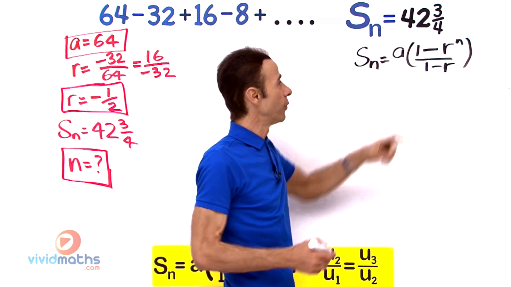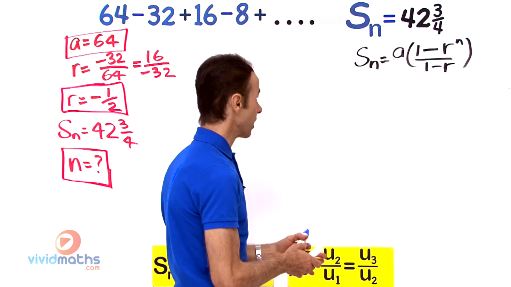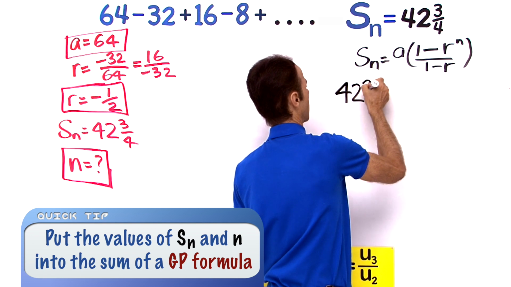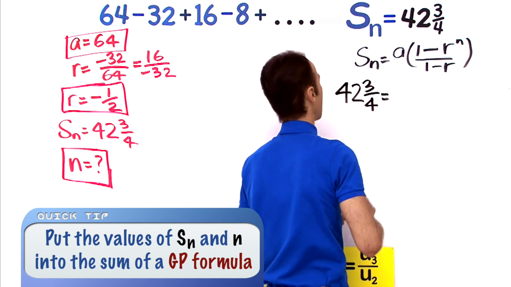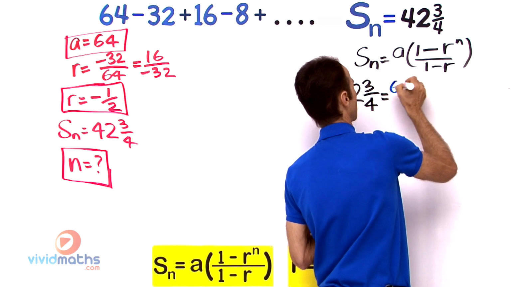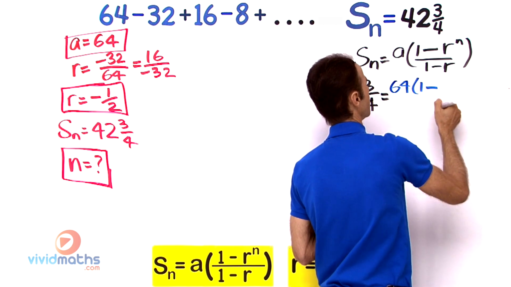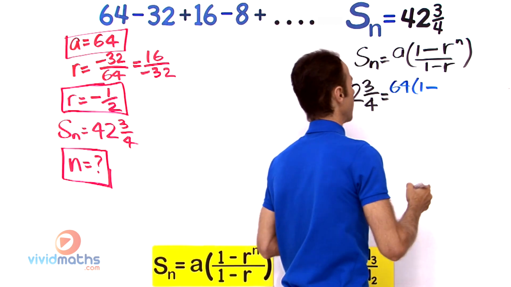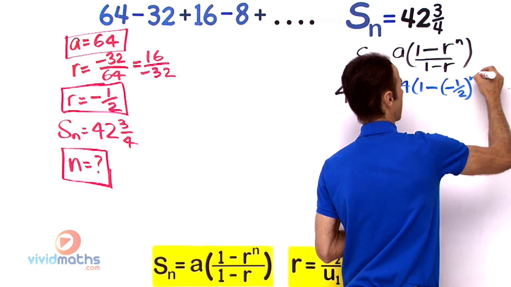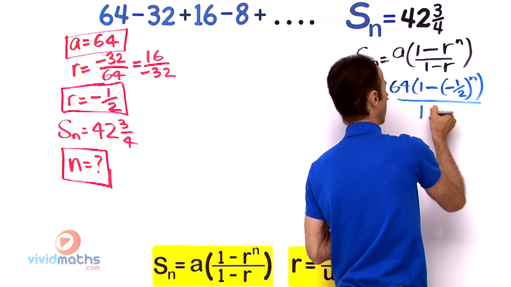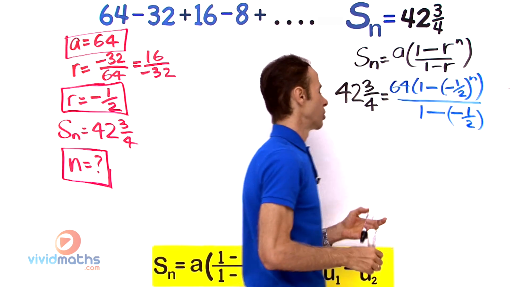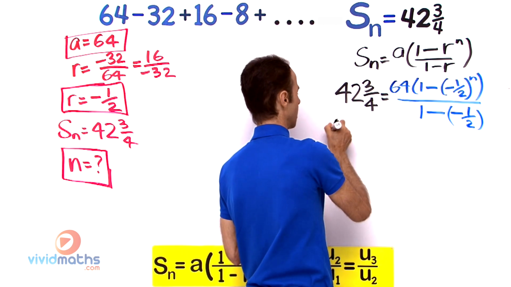There's our first value, 42 3/4. Let's put that in there. So 42 3/4 is equal to A, the first term. What's A? A is 64. Let's put that in here, times 1 minus R. What's R? It's negative 1/2. Negative 1/2 to the power of n, close bracket, all over 1 minus negative 1/2. That's two negatives, which turn into a positive. So that's eventually going to look like this.